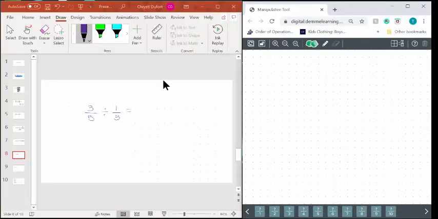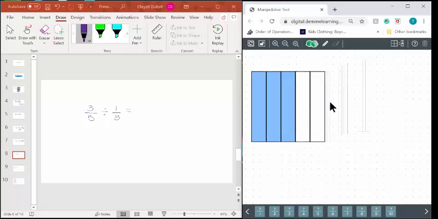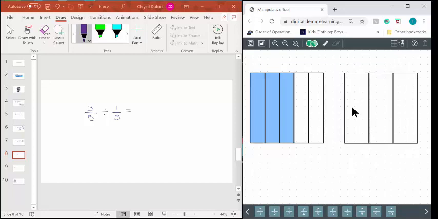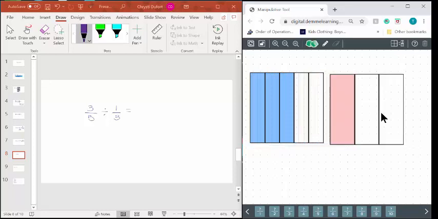So here we have different denominators, right? Let's take a look at what that looks like. All right, so if we bring this over here, let's try to see. Do you see how that third does not line up nicely with our fifths there, right? So we can't say, well, that's going to fit in this many times. It's not going to work nicely for us.